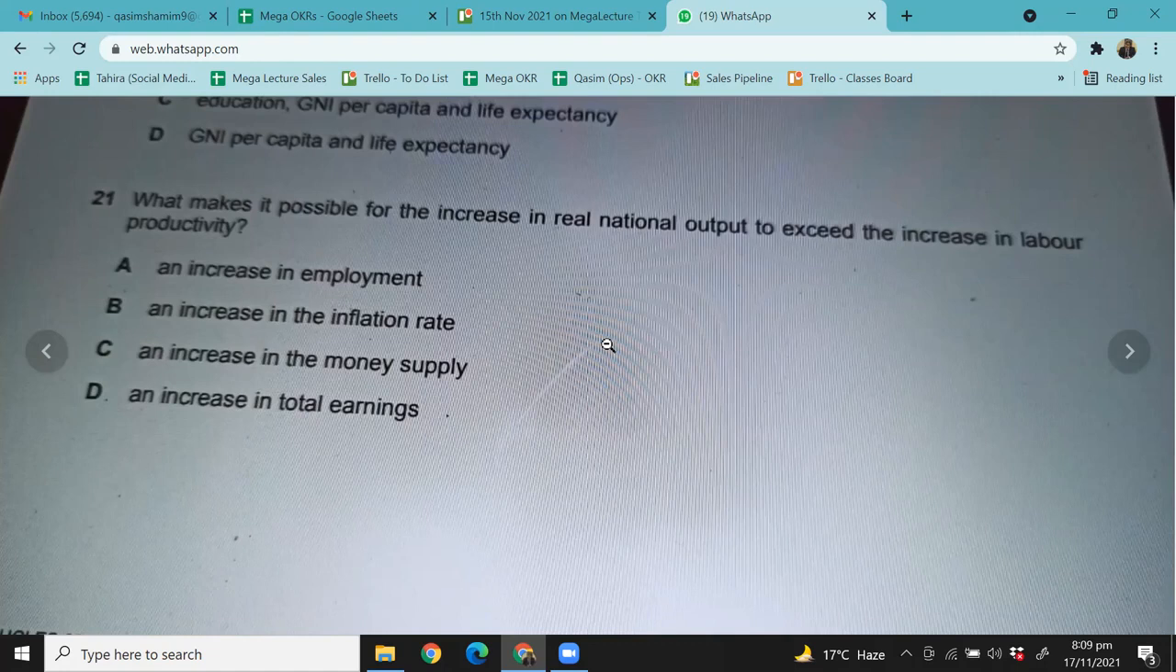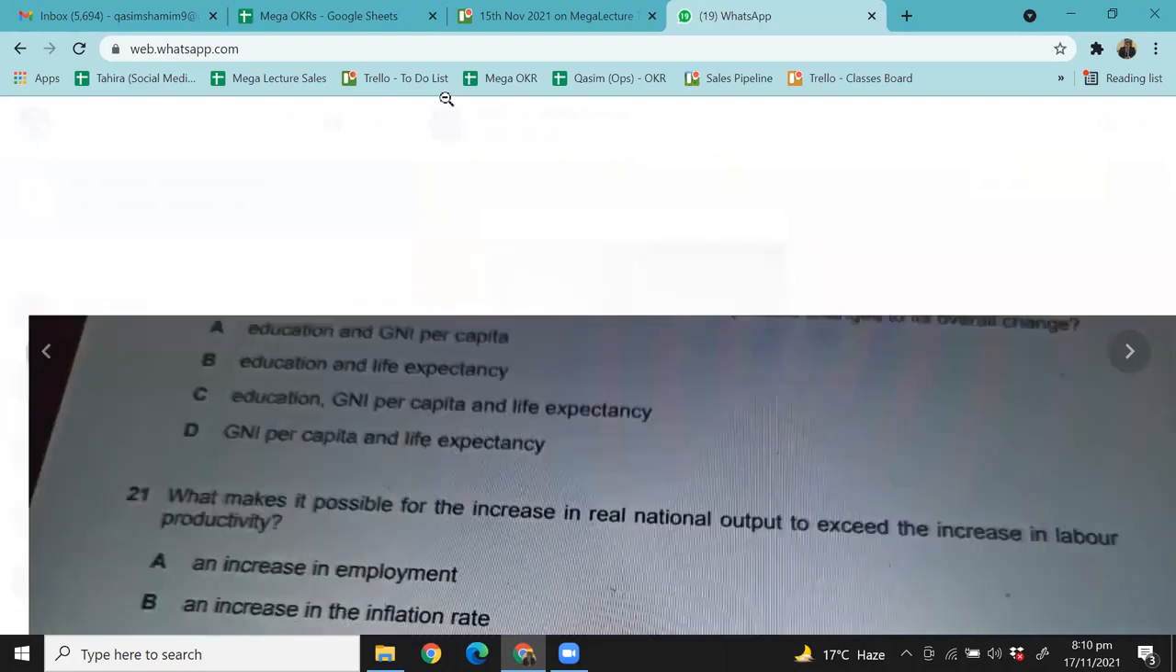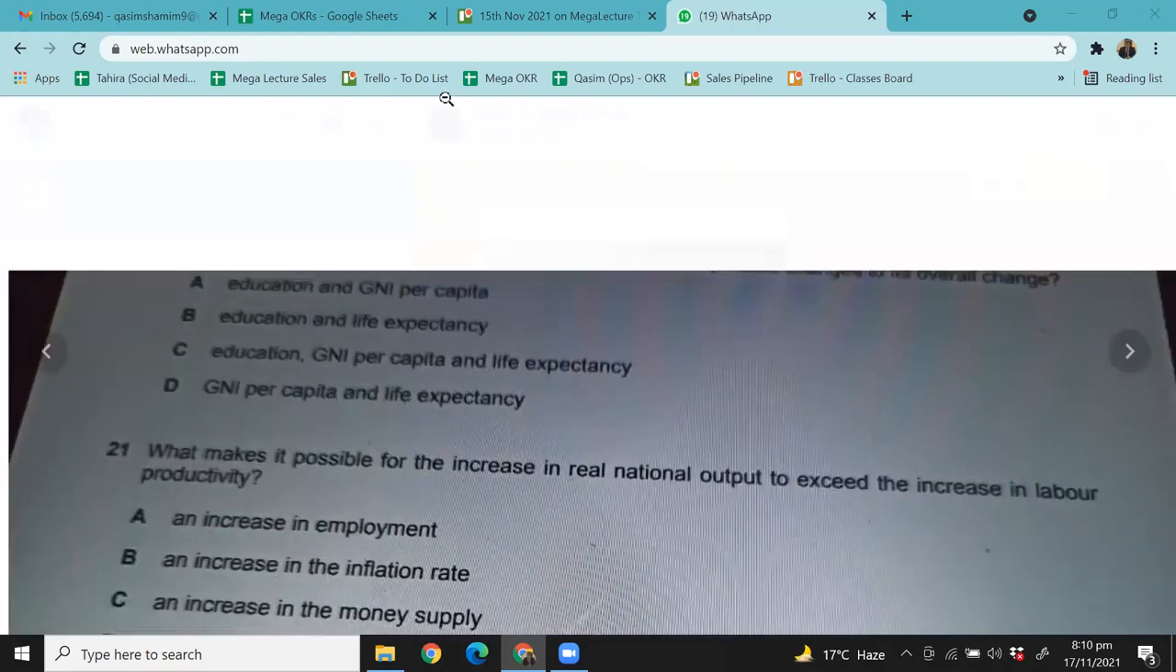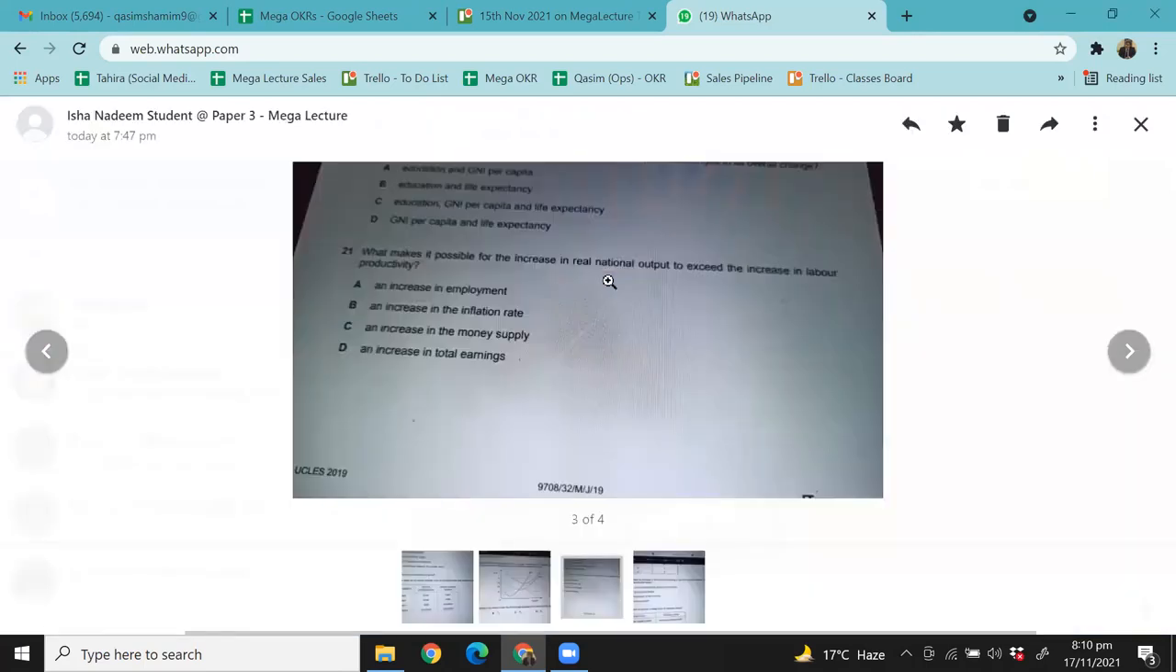Increase in employment. Increase in inflation rate, increase in money supply, increase in total earnings. I mean, that's weird. The question is quite... I think it should be A. I don't know. Is the answer A or D? A. Okay.